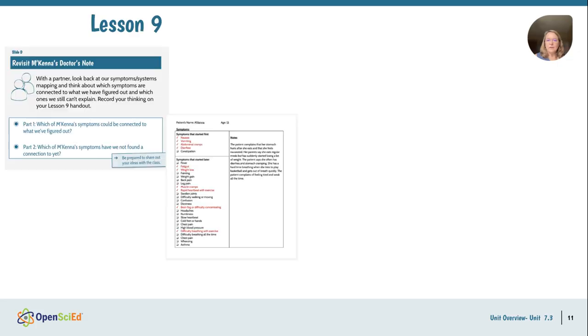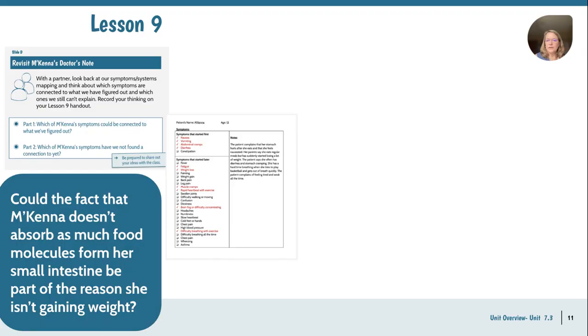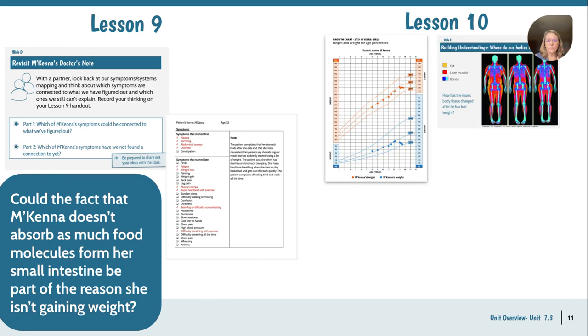In lesson 9, we look back at McKenna's symptoms and take note of which ones can be explained by what we have figured out so far and which ones can't. This makes us wonder if maybe she's not gaining weight because her small intestine doesn't absorb as many food molecules. So in lesson 10, we analyze trends in McKenna's weight along with images of weight loss over time. We notice in the images it looks like fat is going away or disappearing, but where's it going?